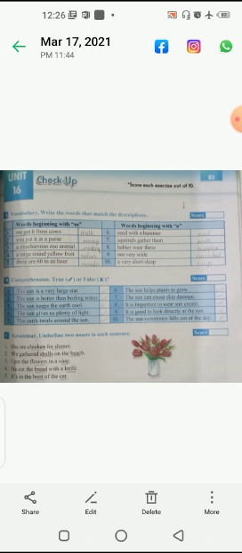Tick. The sun keeps the earth cool. Cross. The sun gives us plenty of light. Tick. The earth twirls. Twirl means turns around the sun. Tick. The sun helps plants to grow.